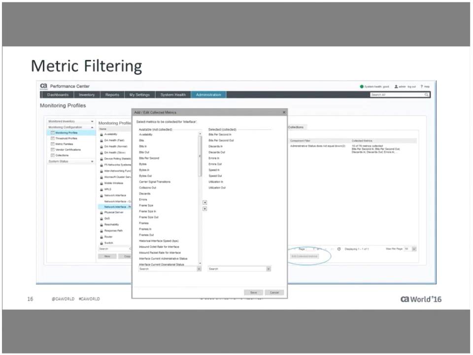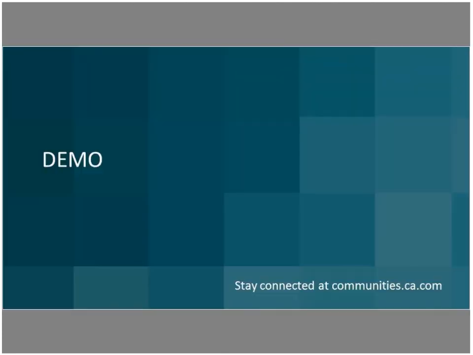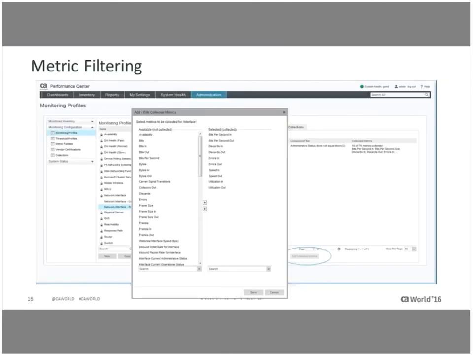So in 3.0, we've added the ability to filter metrics from collections within monitoring profiles themselves. So this is a way that you can decrease your total storage footprint, and it's a way that you can further drive differentiation between service levels of various customers.